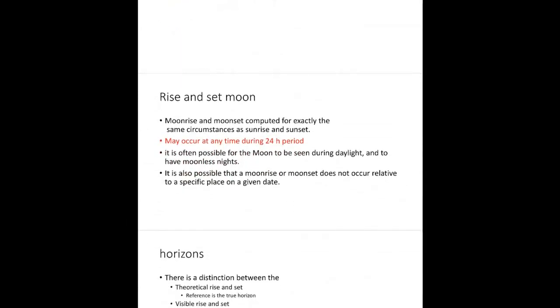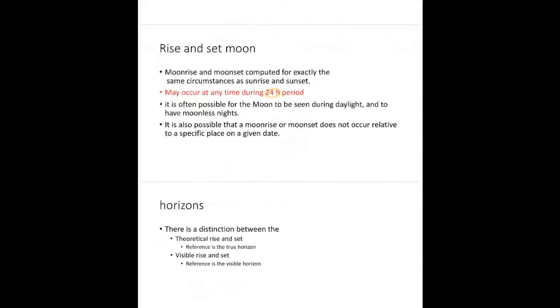Moonrise and moonset are computed for exactly the same circumstances as sunrise and sunset, but it may occur at any time during the 24-hour period. So it's very often possible that the moon will be seen during daylight and to have moonless nights. Okay. It's also possible that moonrise and moonset do not occur at a specific place on Earth on a given date. Okay, but this is all mentioned in the Nautical Almanac.